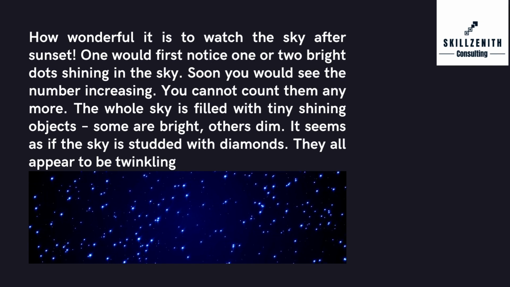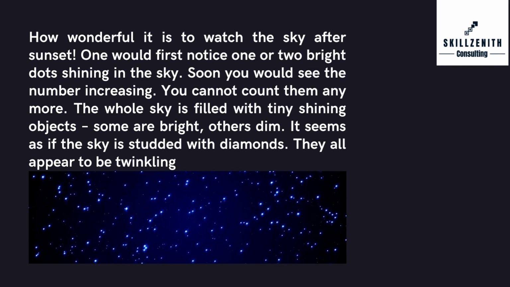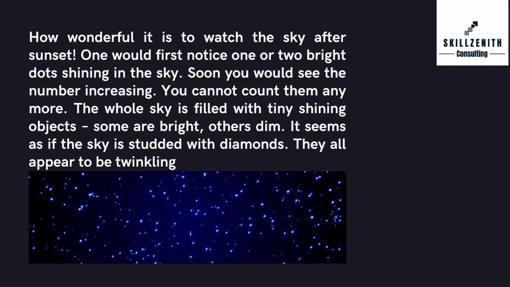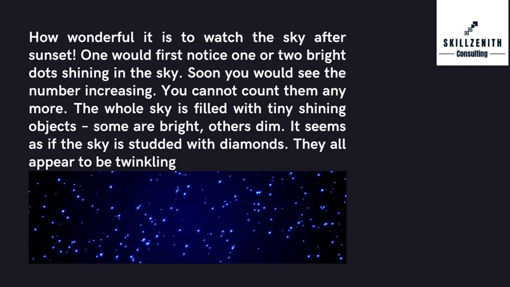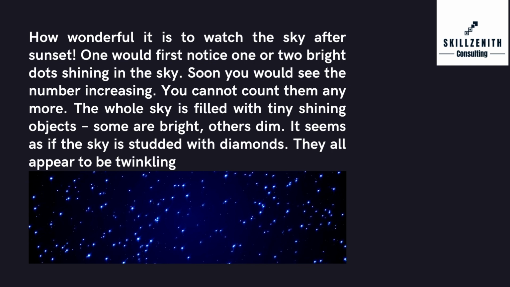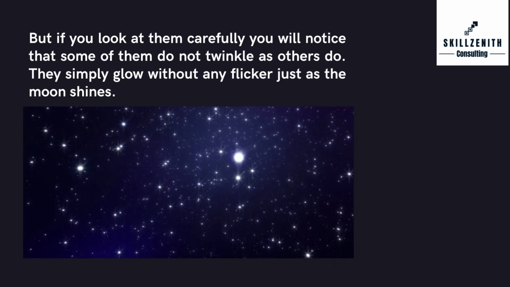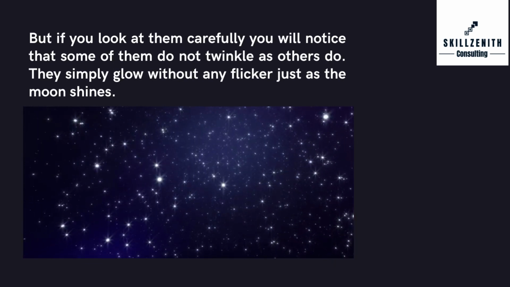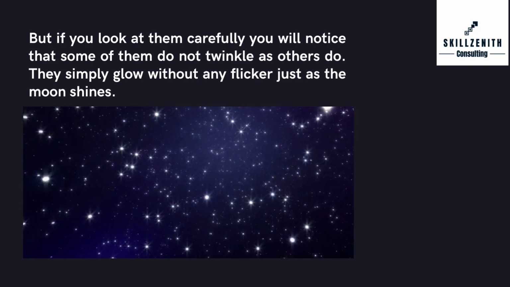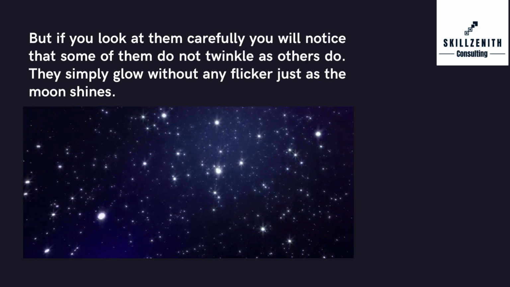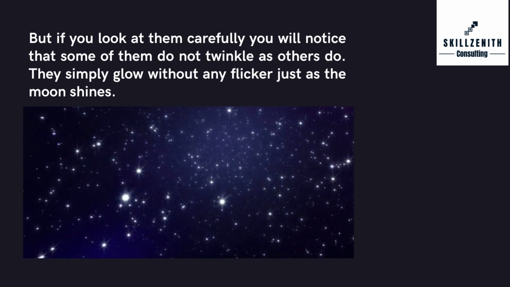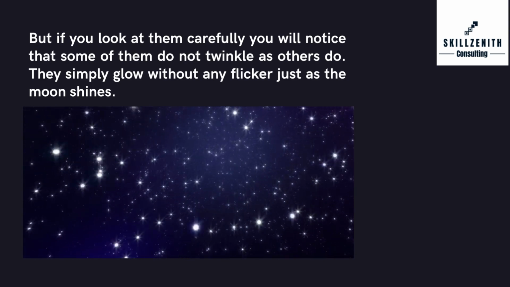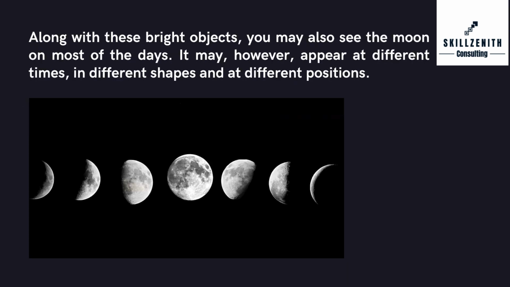Some of them you could see would be bright, others dim. It looks as if this whole sky is studded with diamonds, isn't it? And obviously they all appear to be twinkling. But if you look at them carefully, you will notice that some of them do not twinkle as others do. Some twinkle and some don't. They simply glow without any flicker, just as the moon shines. So they shine, but they don't really flicker if you observe carefully.